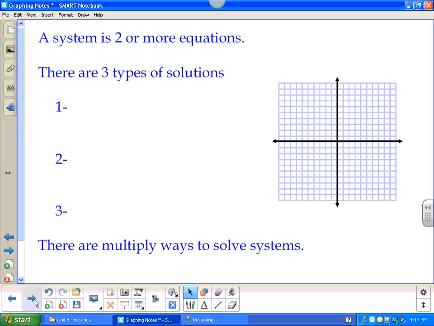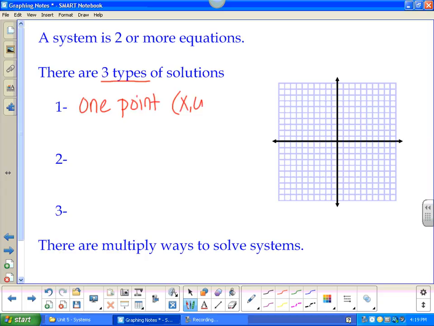So to sum it all up, we have 3 types of solutions. We have when you have one point, which is when you have an x and a y. We have infinite solutions when they are the same line.